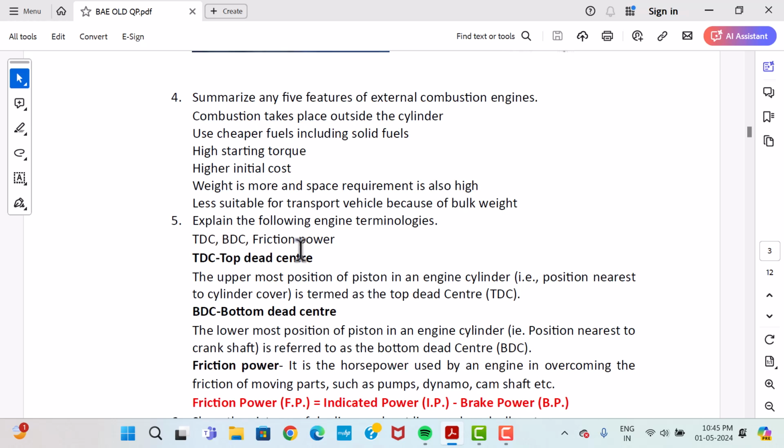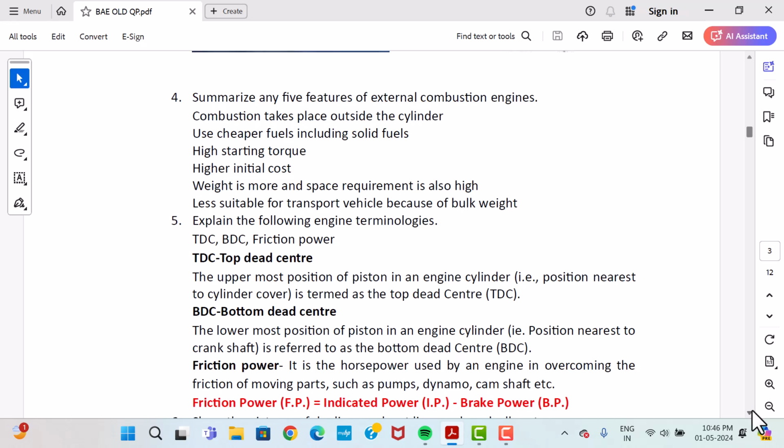First one is the top dead center, TDC. The uppermost position of the piston in an engine cylinder, that means the position nearest to the cylinder cover, is termed the top dead center. The bottom dead center means the lowermost position of the piston in an engine cylinder, that means the position near the crankshaft. When the piston moves down, the extreme position at the bottom is called the bottom dead center. When the piston moves up, the extreme position at the top is called the top dead center.